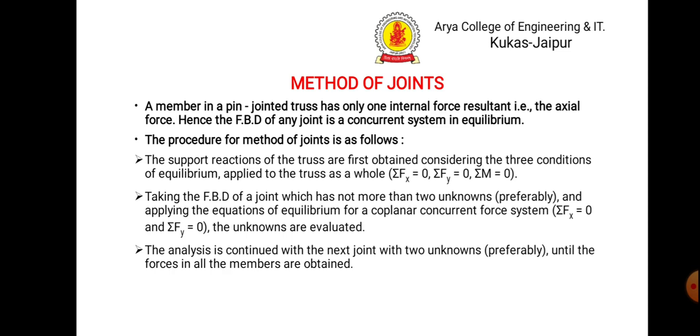Then we apply the equilibrium conditions of a coplanar concurrent force system, that is only summation of Fx equals 0 and summation of Fy equals 0, and the unknowns are evaluated. Then the analysis is continued with the next joint with two unknowns until the forces in all the members are obtained, and finally we draw the table in which we clearly indicate which one is the tensile force and which one is the compressive force. So let us take an example.